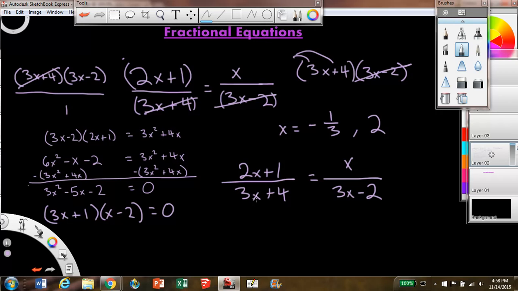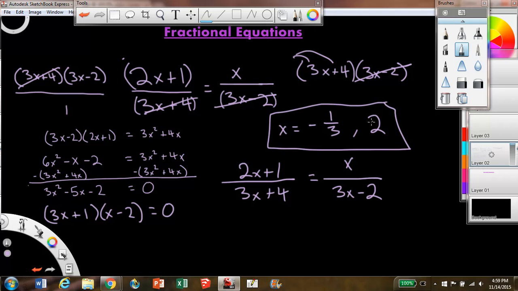Negative 1/3 times 3 is negative 1, plus 4 is 3, so that's good. I'm okay there. 2 times 3 plus 4 is 10, so I'm good there. Negative 1/3 times 3 is negative 1, minus 2 is negative 3, and then 2 times 3 is 6, minus 2, which equals 4. Now I didn't have room for doing all that calculation there, but all I did was substitute these things in my head. These do not produce 0 denominators, so these are our solutions.